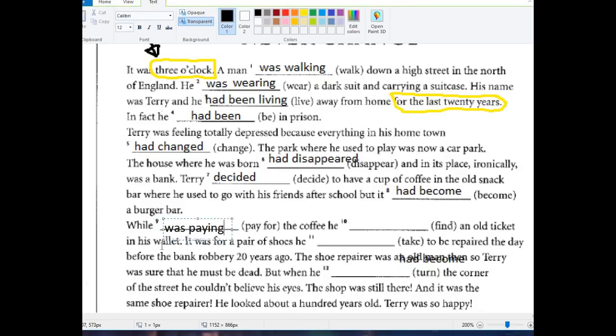It was for a pair of shoes. Now when did he take them to be repaired? The day before the bank robbery 20 years ago. So it's got to be perfect tense again, past perfect. It was for a pair of shoes he had taken to be repaired the day before the bank robbery 20 years ago. The shoe repairer was an old man then, so Terry was sure that he must be dead. But when he turned, past simple because it's after 3 o'clock, he turned the corner of the street, he couldn't believe his eyes. The shop was still there, and it was the same shoe repairer.